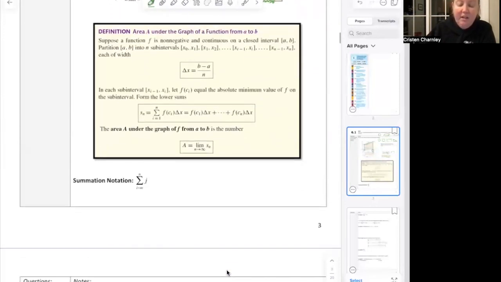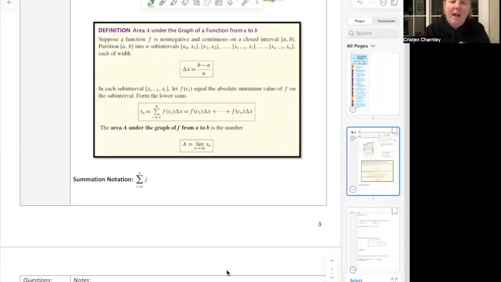So our definition, area A under the graph of a function from A to B. Suppose a function f is non-negative and continuous on a closed interval from A to B. Partition A to B into n subintervals, I just mean rectangles, from x sub 0 to x sub 1, x sub 1 to x sub 2, etc., of each width. And this is our delta x. So our formula for delta x is b minus a over n. Just remember that this is the width. That's all it means, that change in x.